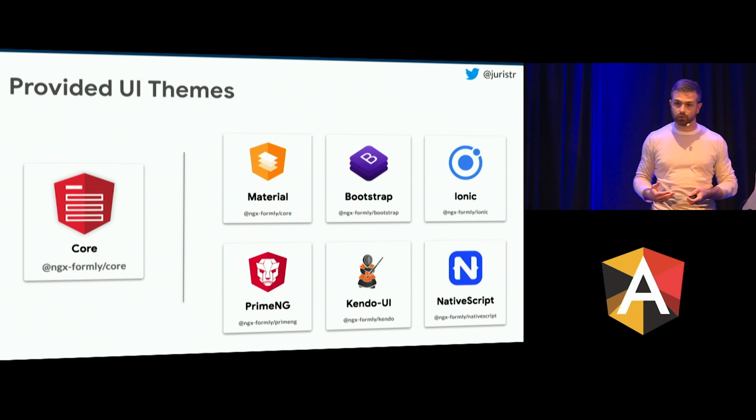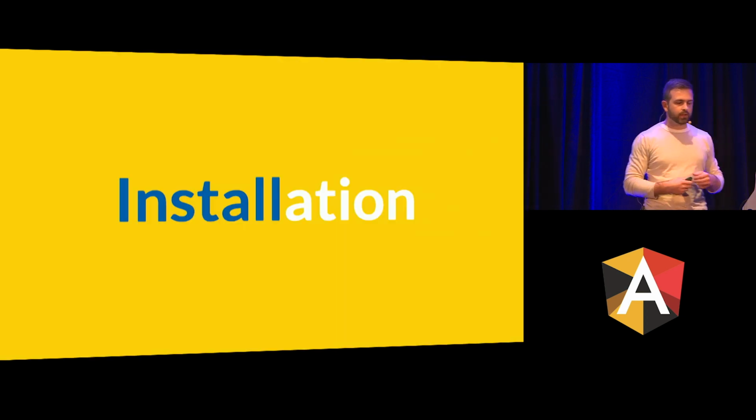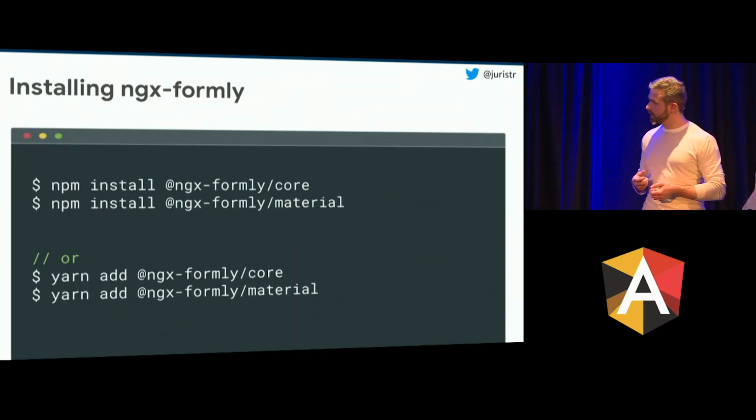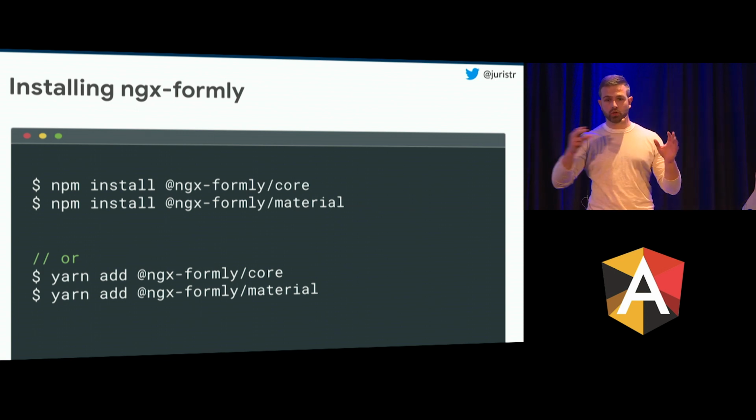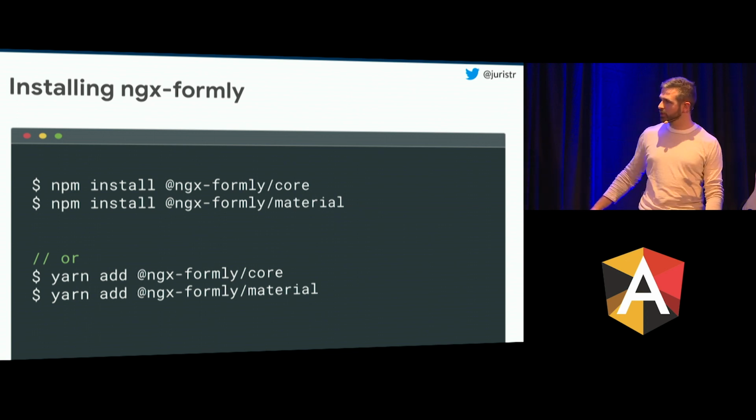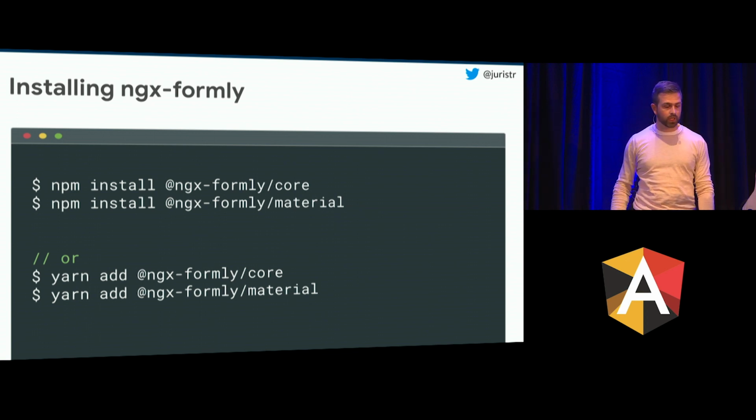Of course, you can also implement your own. So how does the installation work? Well, it's quite simple actually. You can just use npm. Obviously, as you can see, you install the core part and then the UI part which you want to have, or which you need in your specific setup. You can also use Yarn.